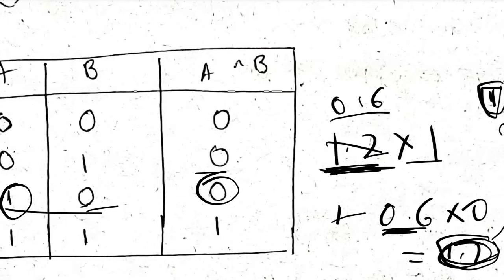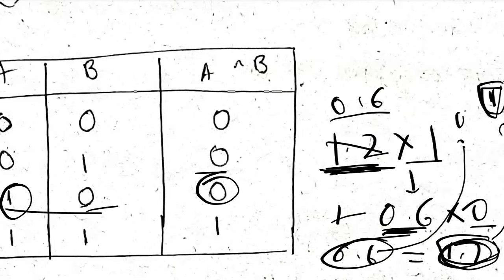0.6 into 1 is 0.6, 0.6 into 0 is 0. 0.6 plus 0 is 0.6 only. So 0.6 is less than 1, the threshold value. The final output in that case I'll get as 0 only, right? So I'll get the correct output I'm expecting by just changing this weight.